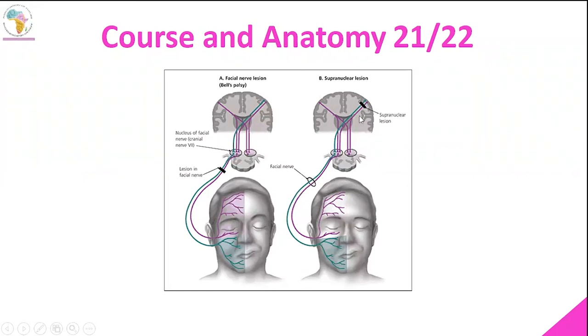However, the upper half has fibers from both the contralateral as well as the ipsilateral side. So if there's a defect on the left side, the fibers on the right side will compensate for the fibers that are not working. I don't know if you get my point. Yes, I have. Thank you so much. Can I add something there? Yes, please.